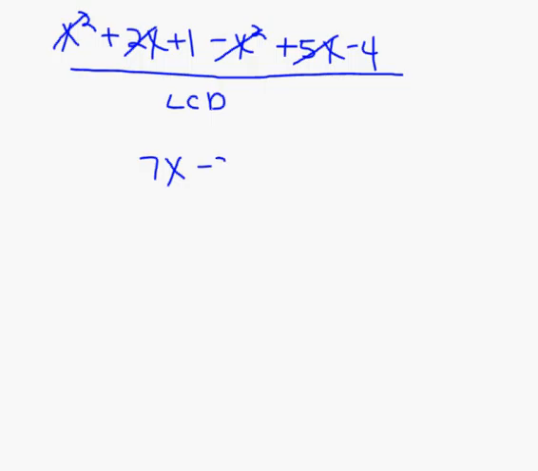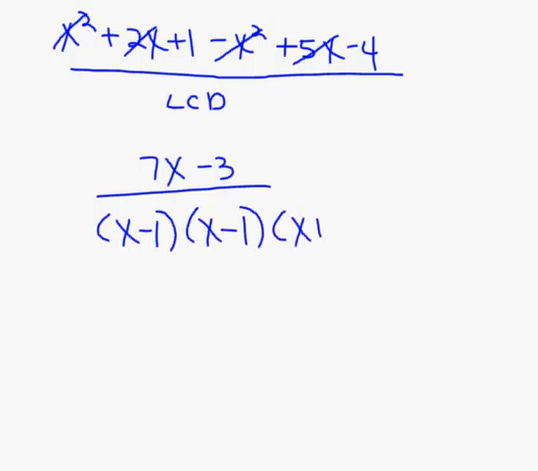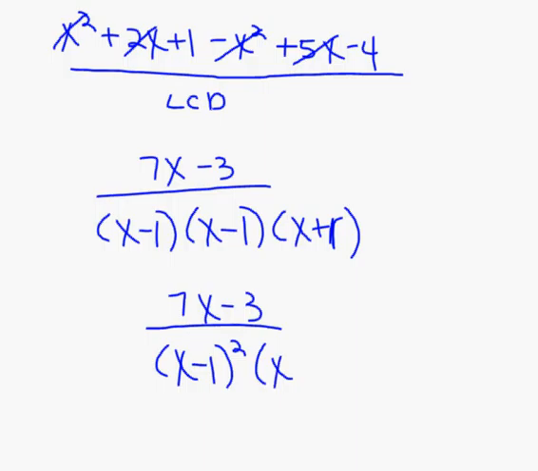1 minus 4 is minus 3 over, remember that LCD was x minus 1 times x minus 1 times x plus 1. Whoops, that's a 1 there. Okay, and now there's nothing that I can factor out of 7x minus 3, so I'm going to now write my final answer in its simplest form. There's nothing I can cancel, of course, so I have 7x minus 3 over x minus 1 squared times x plus 1, and that's my final answer.